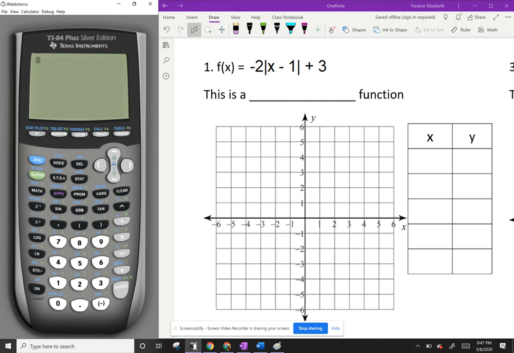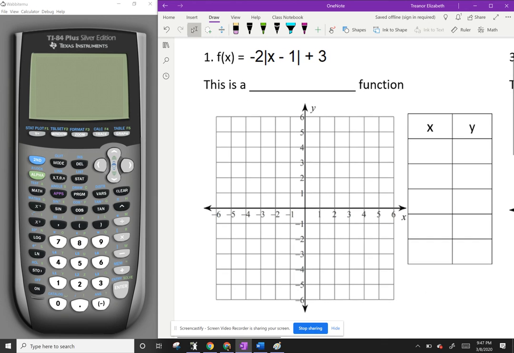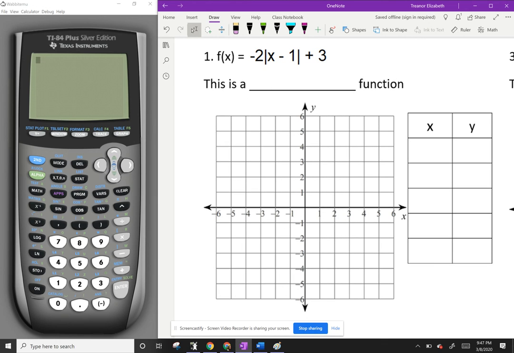Hey everybody, we're going to be graphing functions today using our graphing calculator. So number 1 will be the first example I do. None of the examples that are in this video are on your paper. They are all different examples. So let's start with this example of number 1.